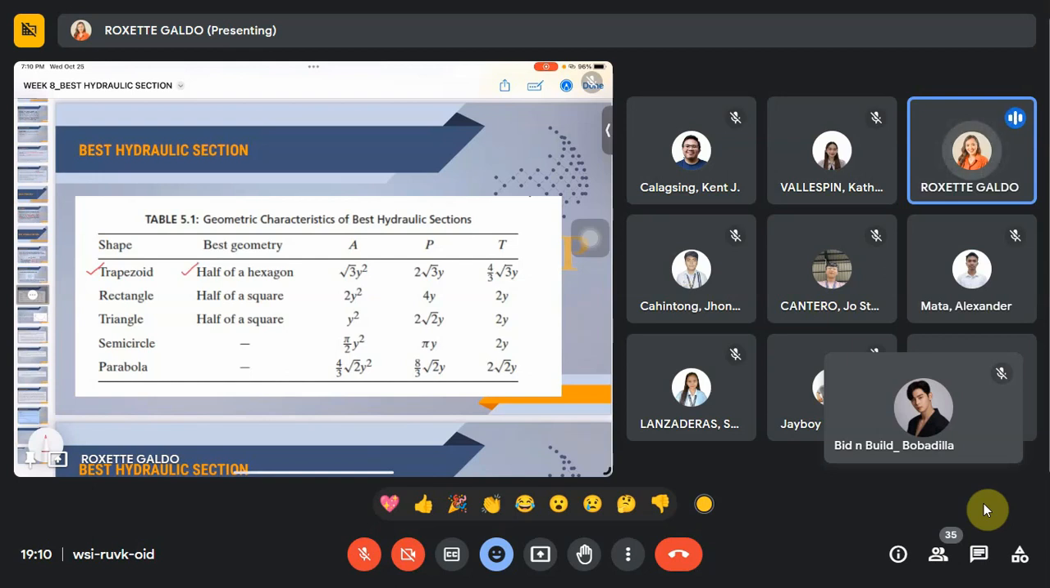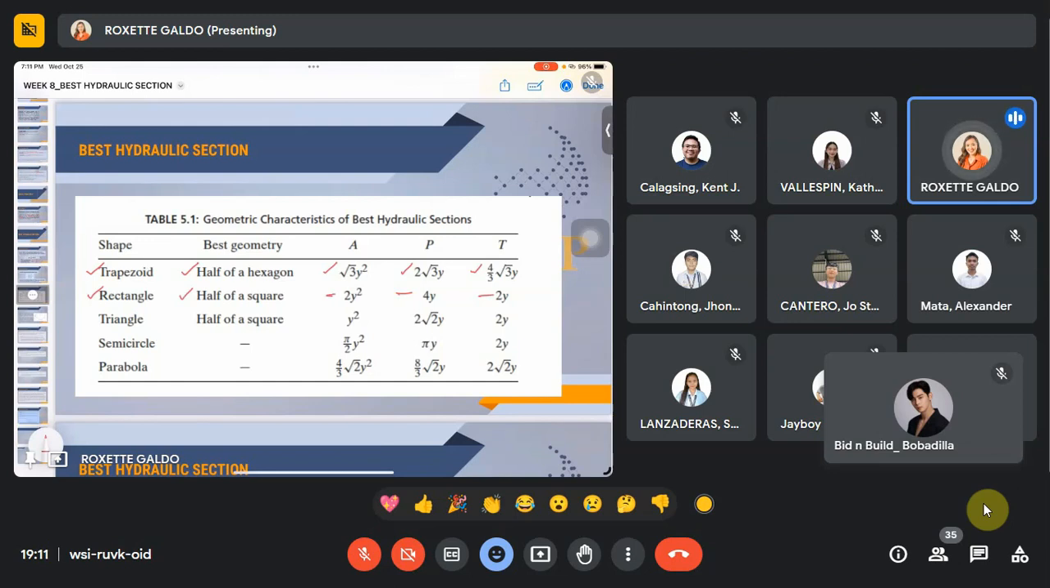Okay, and your area will now be this one, your wetted perimeter this one, and the total top width of your channel will be equal to that one. So same goes with your rectangle, your half square. And these are the proportions of your area, wetted perimeter, and the top width.